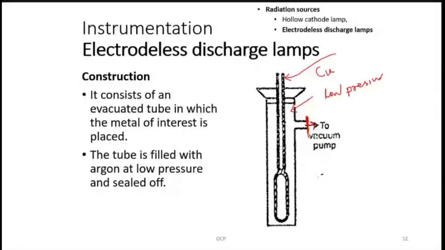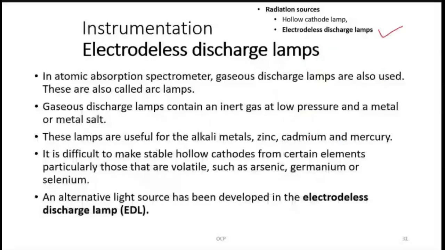Let us go into detail a little bit. In atomic absorption spectrometer, gaseous discharge lamps are also used. These are also called arc lamps. Gaseous discharge lamp contains an inert gas at low pressure and a metal or metal salt. Instead of using metal copper, some salt of copper may also be used. These lamps are useful for the alkali metals, zinc, cadmium, mercury.